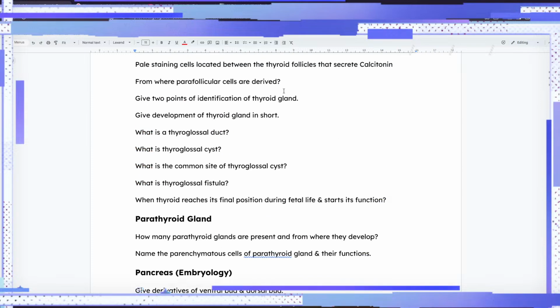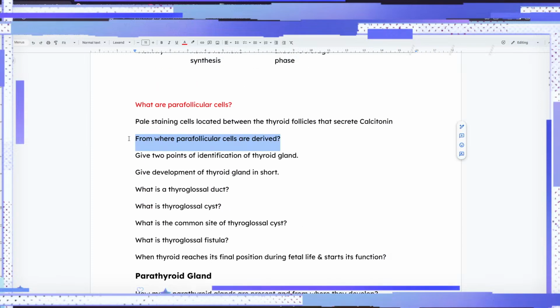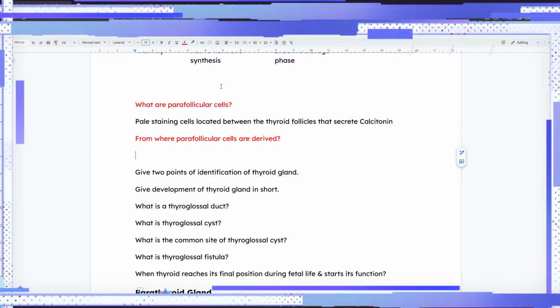From where are parafollicular cells derived? They're derived from the ultimobranchial body of the fourth pharyngeal pouch.